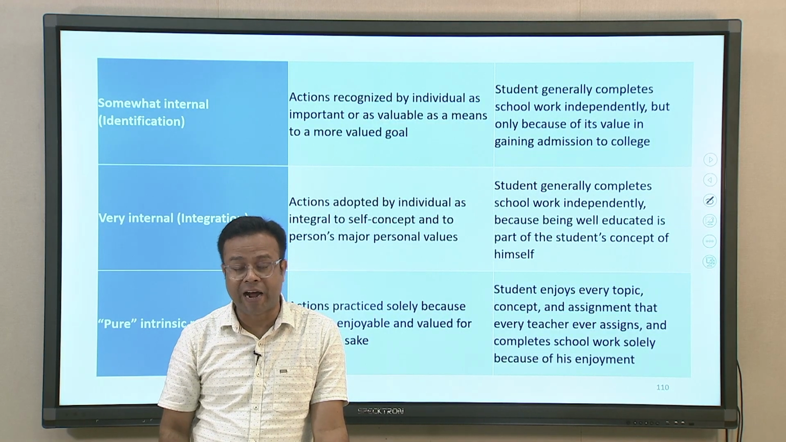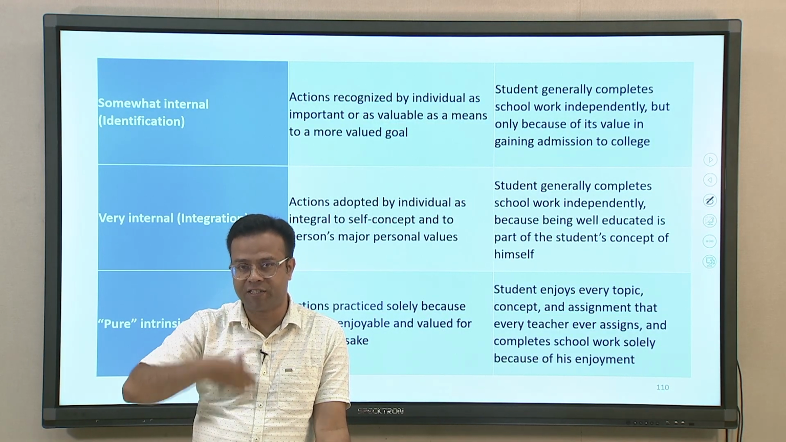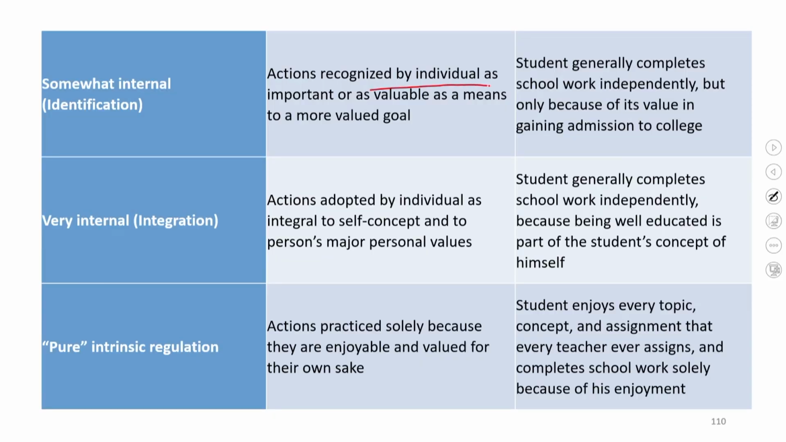Then comes identification, which is much more internalized. Here actions are recognized by individuals as important and valuable as a means to more valued goals. So, you feel that actions are important and significant for my life and career, so you do that task. For example, the student generally completes schoolwork independently, but only because of the value placed on gaining admission into college. The student has other goals, because they have identified that if I do not get good marks, I will not be able to get admission to good colleges or may not get a good job, and so on. So, the student does the work. That is called identification.